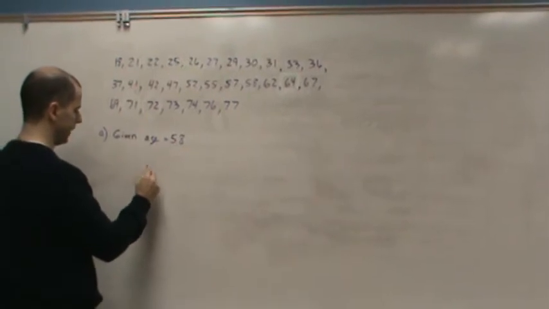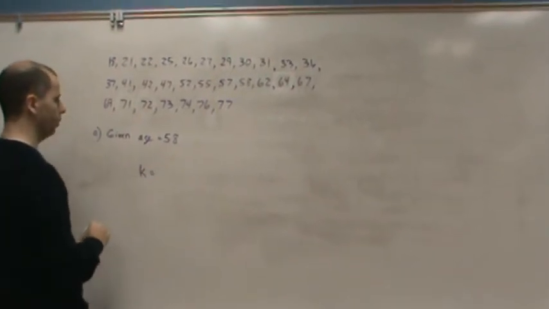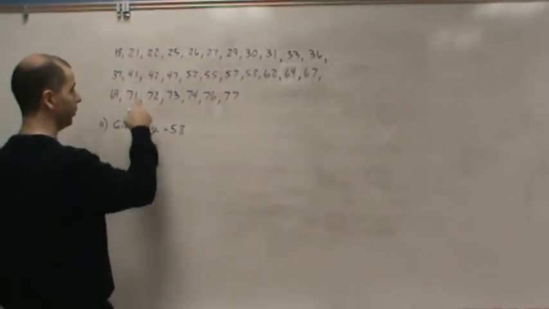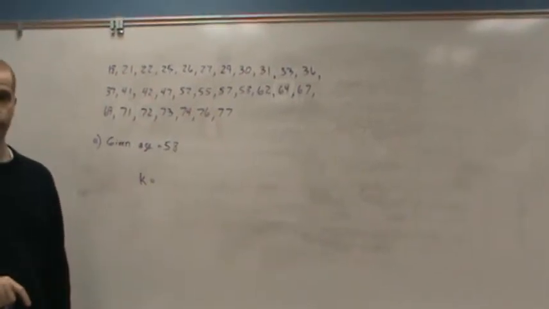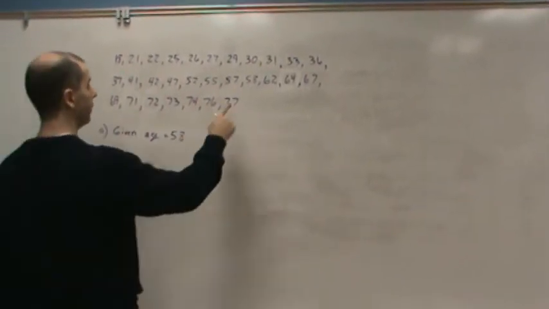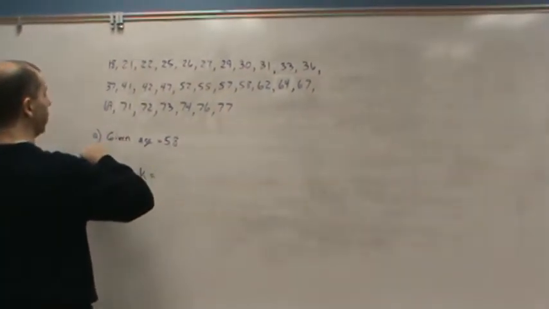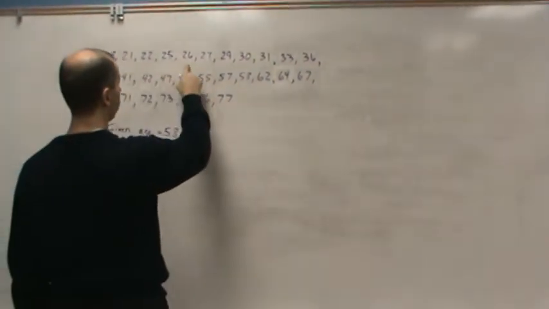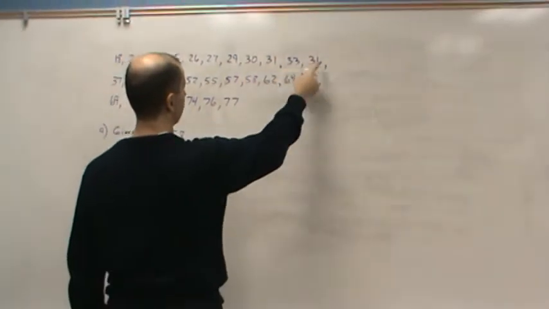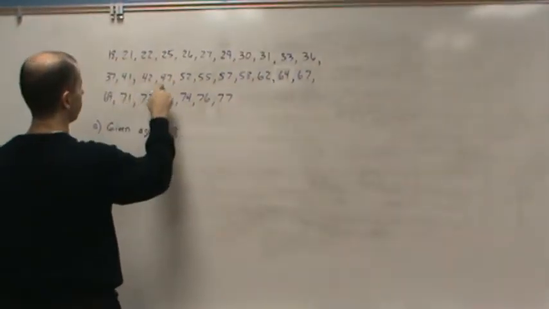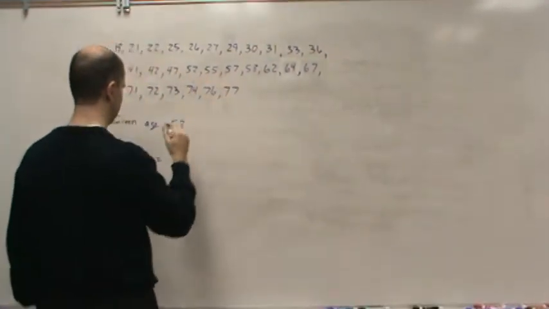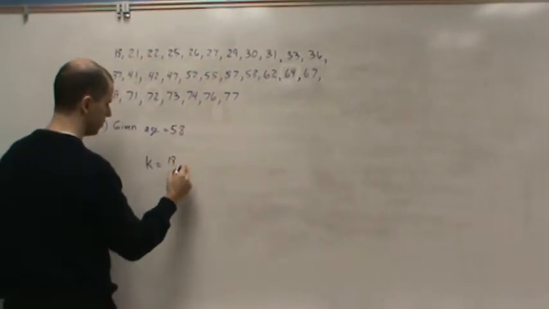So we're going to take k, and we're going to equal what? Well, how many values are below 58? Well, there's 58, so 58 is in here. So how many numbers are below that? Well, 1, 2, 3, 4, 5, 6, 7, 8, 9, 10, 11, 12, 13, 14, 15, 16, 17, 18. So there are 18 values, right?